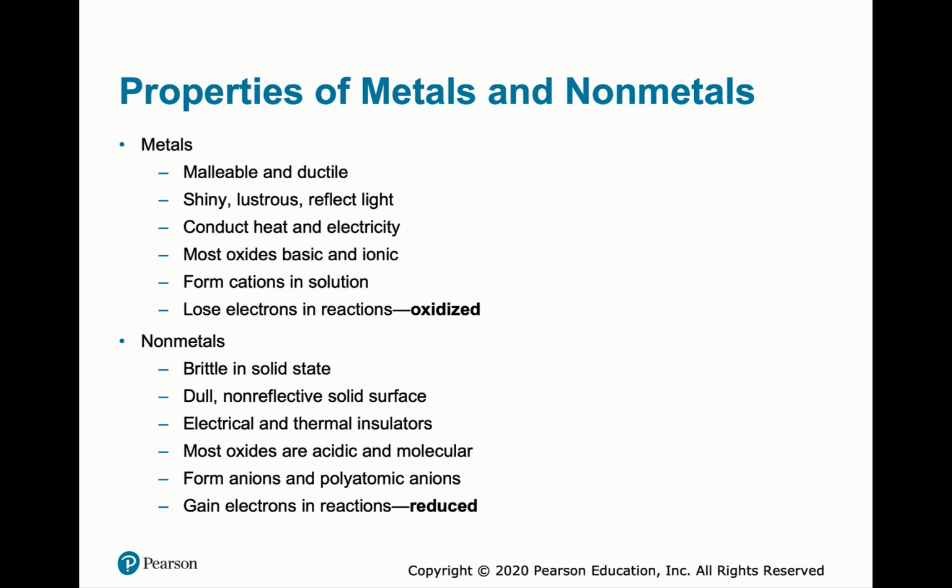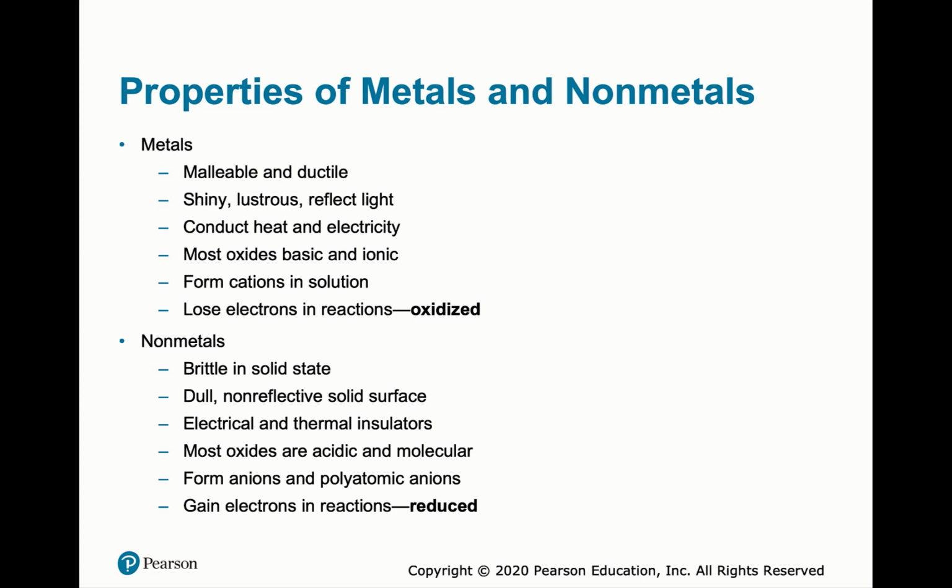And next, we'll talk about the metallic character of elements, and some things about metals. They tend to be bendy, so malleable and ductile. They're shiny, they reflect light, and they conduct heat and electricity well. Most oxides are basic, meaning the opposite of acidic, and they tend to form cations and tend to be oxidized.